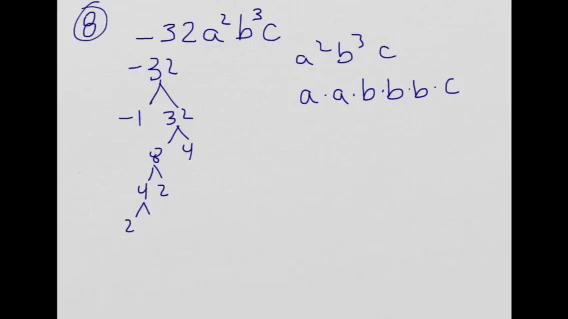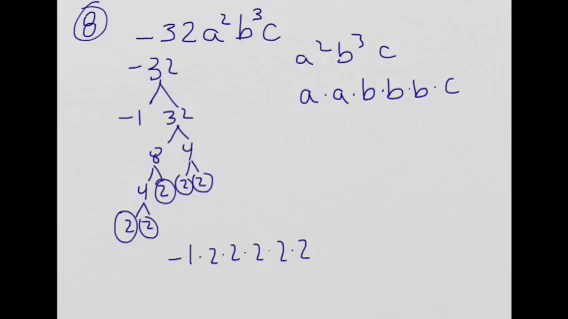Break down 4, 2, and 2. You want to circle your prime factors, and then you're going to put them in order. So it's going to be -1 times 2 times 2 times 2 times 2 times 2 times A times A times B times B times B times C. Always double check to make sure that you've got all of your factors in, and again, we're going from least to greatest. You can also do 32, -32 using your upside down cake.